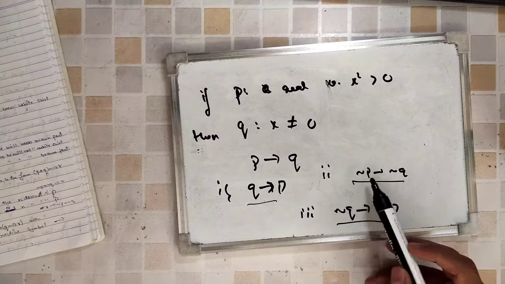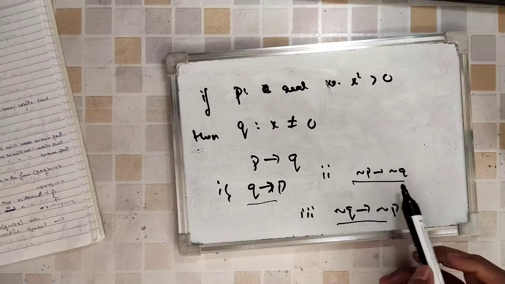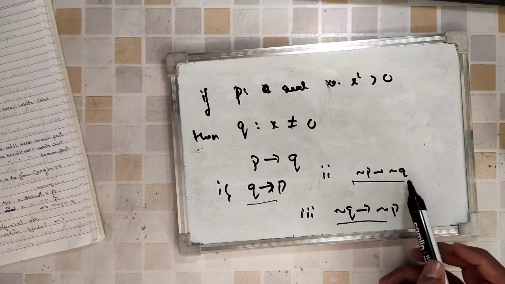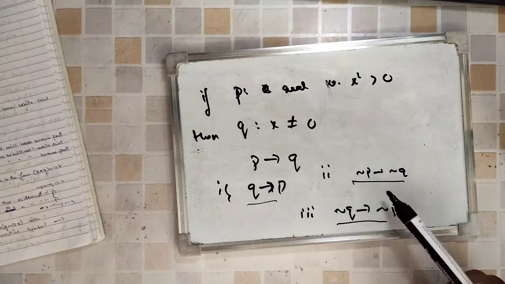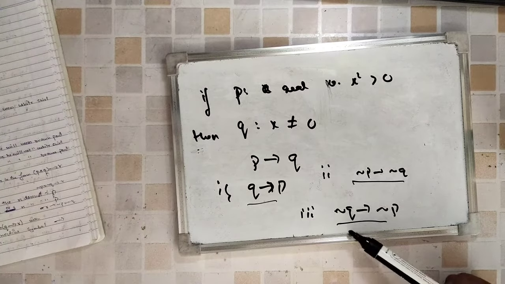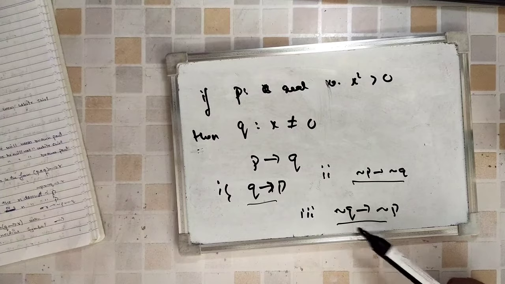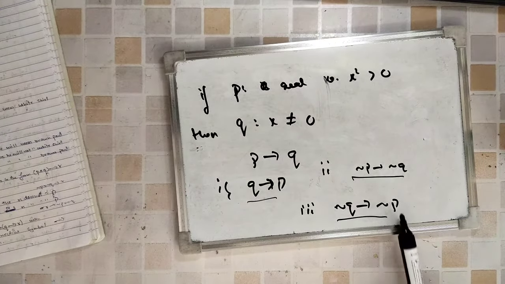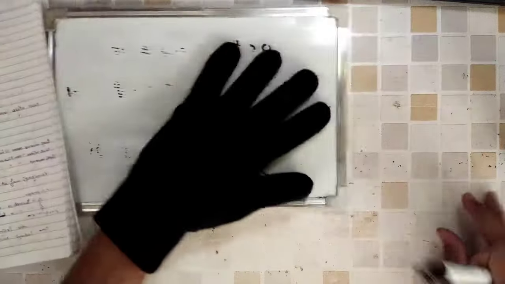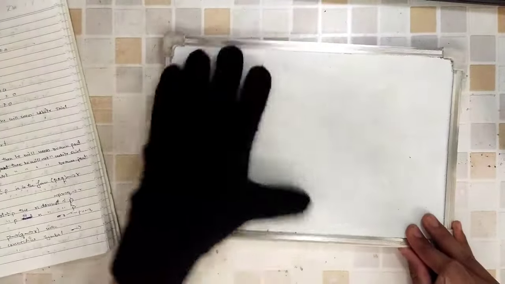Then how to write the inverse? If a real number x square is not greater than 0, then x is equal to 0. Then the contrapositive: if a real number x is equal to 0, then x square is not greater than 0. I hope you understand this. Very simple.